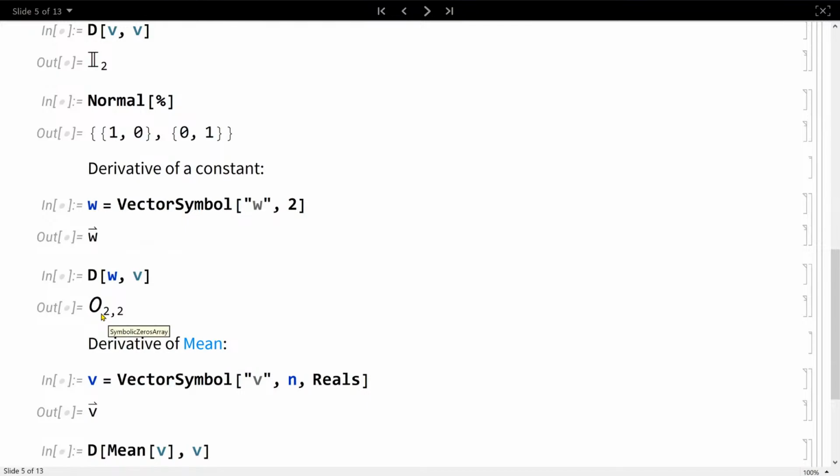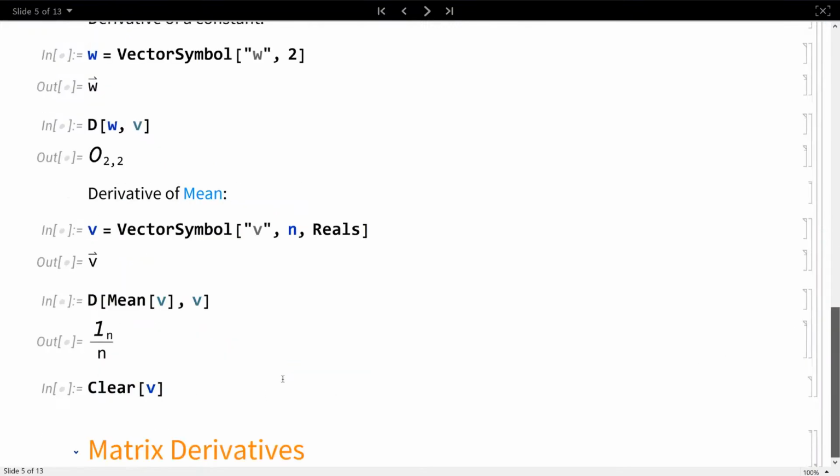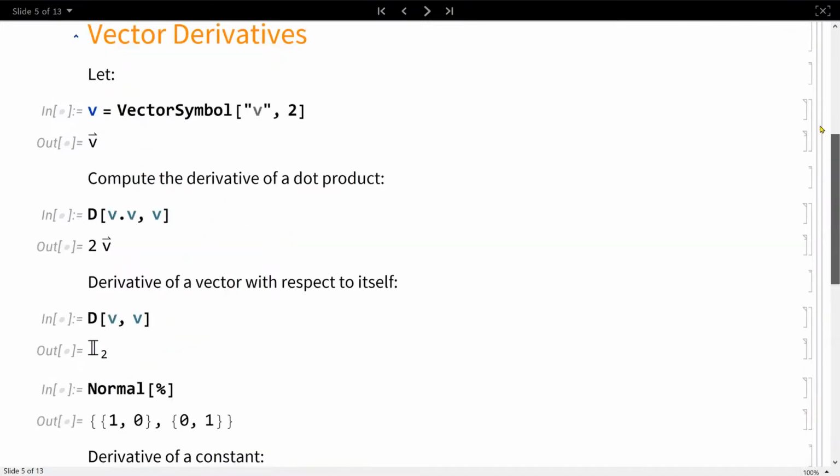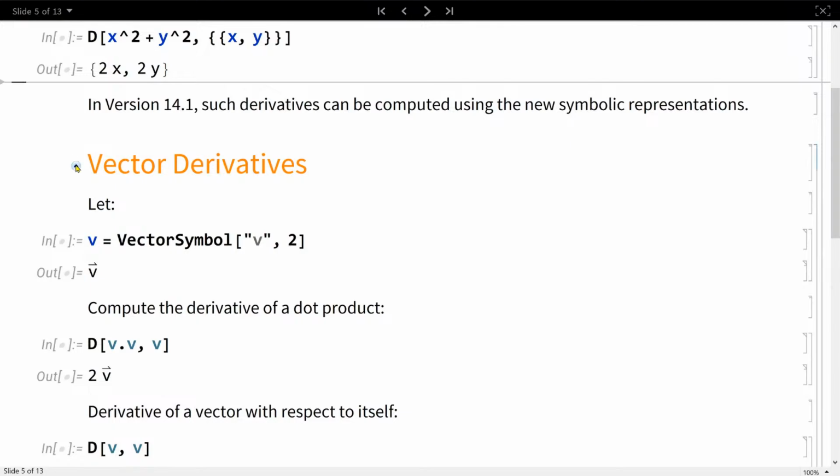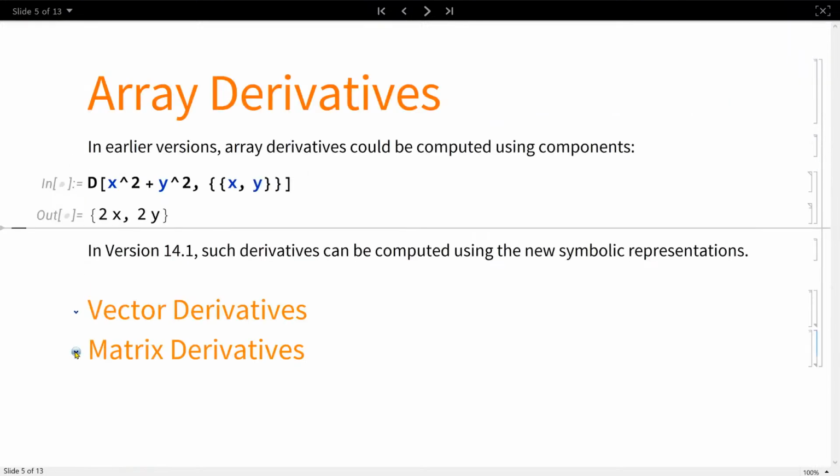Now, a nice thing, we've gone beyond that. For example, you can do the derivative of the mean of a vector symbolically and get back a symbolic ones array divided by n. So it's all very consistent and clean so far, but the deep part comes when you go to matrix derivatives.